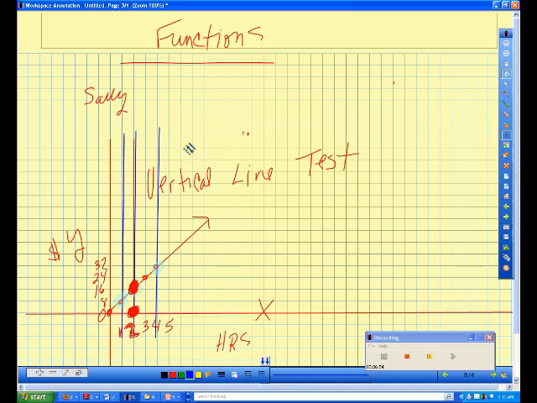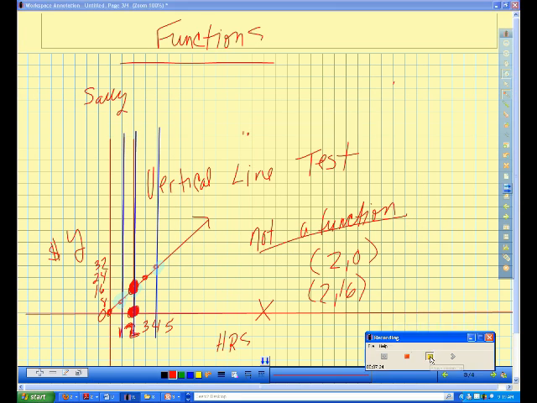Because I put a vertical line directly through those 2 points and it hits 2 places on the graph, this is not a function. And again, the reason for that is because we've got two x values. So we've got (2, 0), and we've got (2, 16). So we've got two of the same x values, but they're paired with two different y values. So that is not a function.